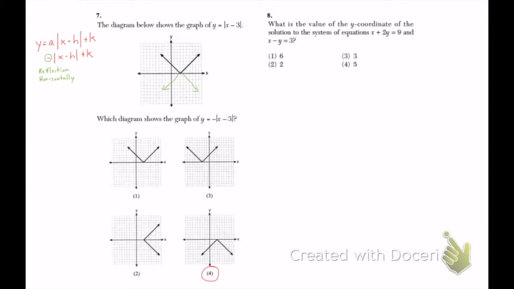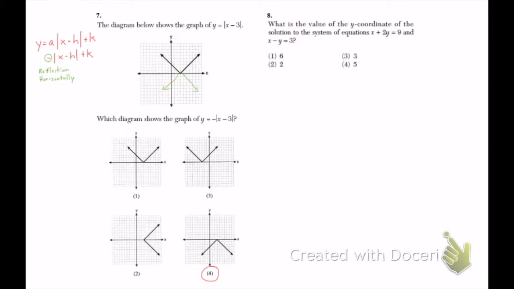Alright, question number 8 reads, what is the value of the y-coordinate of the solution to the system of equations x plus 2y equals 9 and x minus y equals 3? The easiest way to do this was to put this into the calculator, graph it, and then do second trace intercept, and you would be able to get the x and y coordinates of the intersection point. Algebraically, I will show you exactly how to do this.